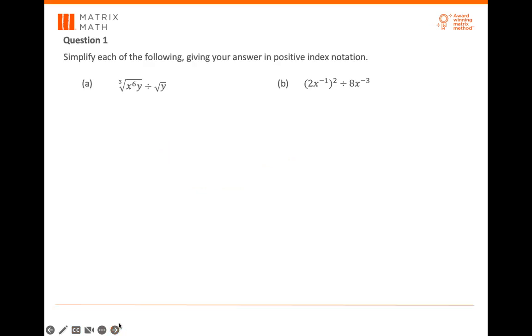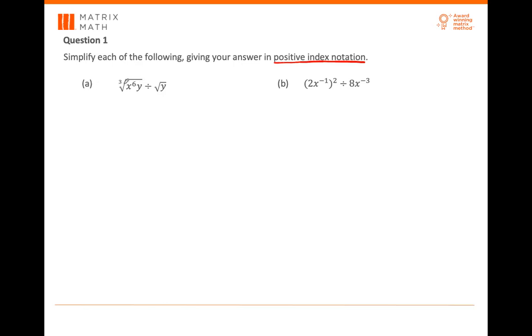Okay, so it's indices. Question 1, simplify each of the following, giving your answers in positive index notation. When they highlight that they want positive index notation, they are telling you that the power has to be positive. Recall what you learned in Sec 3 in the main lessons. What are the rules of the indices that you have learned so far?